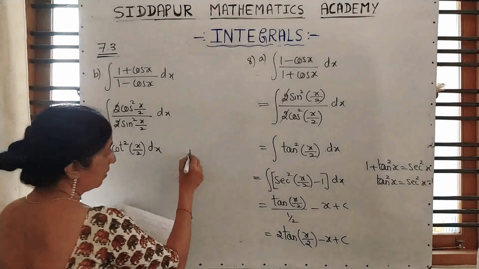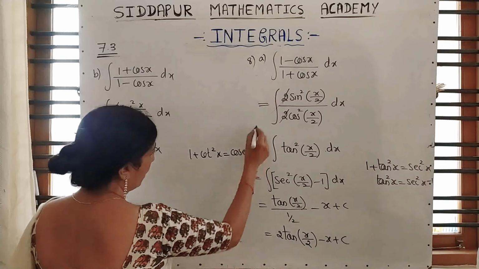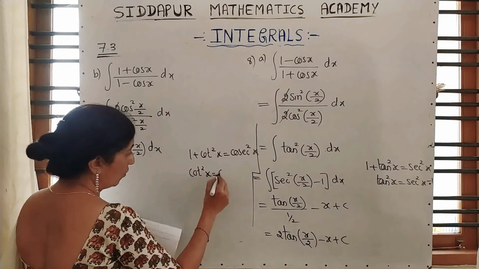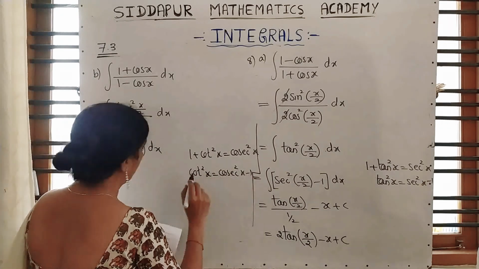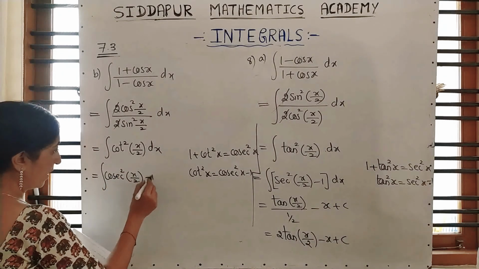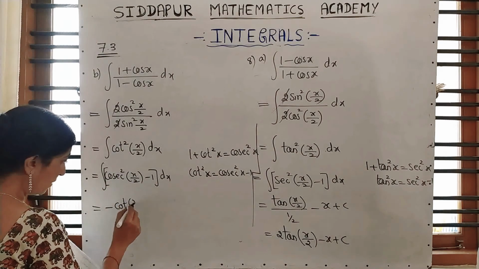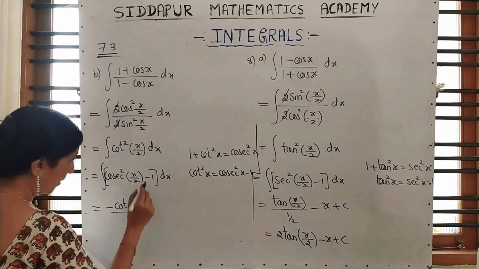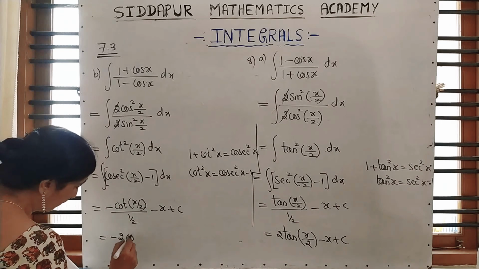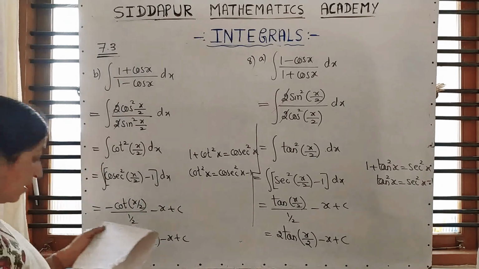the formula, as you know that 1 plus cot square x is cosecant square x. For your reference I kept this formula as it is. Cot square x is cosecant square x minus 1. This is cosecant square x by 2 minus 1. Yes. What is integration of cosecant square? Minus cot x by 2 upon 1 by 2, and integration of 1 is x. Take 1 by 2 in the numerator. So this is the answer.